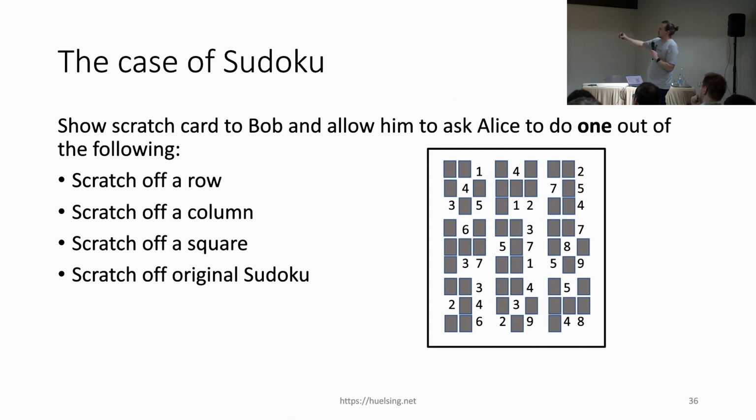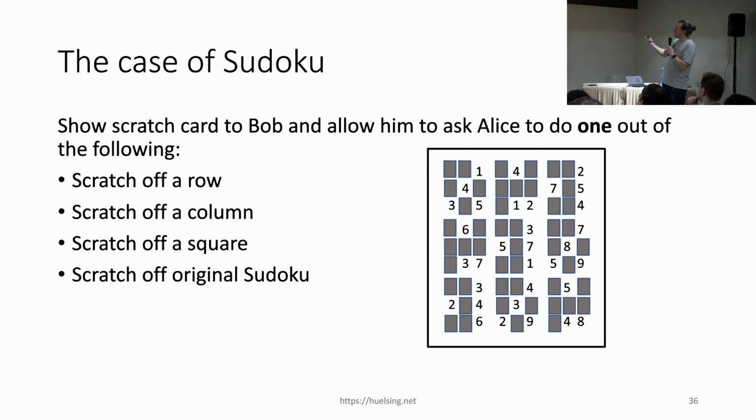The idea is, if I scratch off a row, I can verify that every number appears exactly once. The same for a column and the same for a square. Right? If this is a valid Sudoku, this has to happen. And the last one shows that I really applied a permutation and didn't put just some other Sudoku.